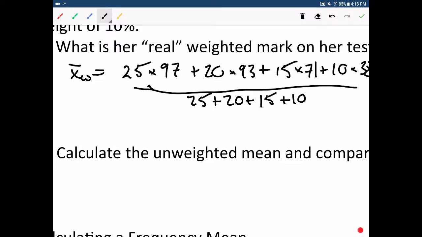And you'll notice that the bottom only adds up to 70, and that's why this works. It doesn't matter if your percentages don't add up, because sometimes maybe there is no thinking, or in this case, it's because the 30% is supposed to go to the exam and the culminating and all that. So if you just punch that into a calculator, you should get 81.9. And so that's what she actually got. That's her real average.